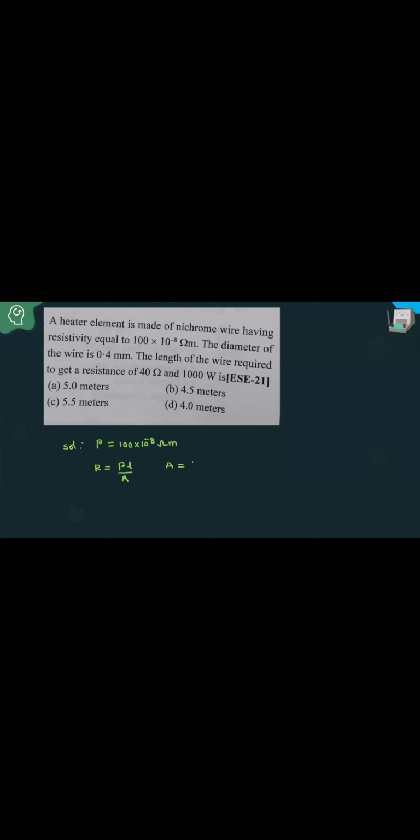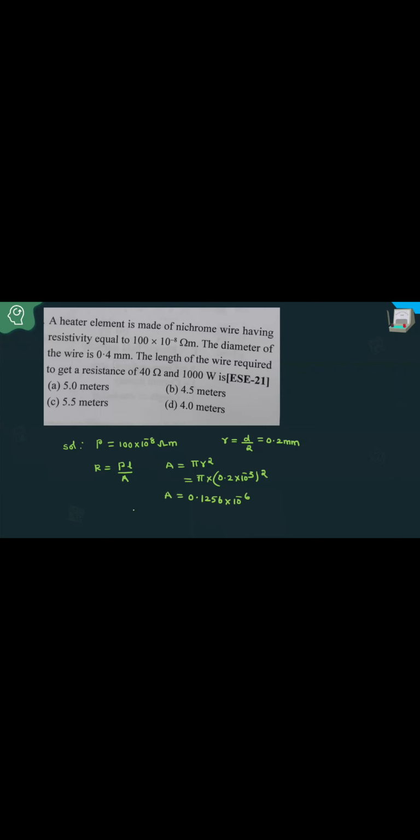First, you calculate A equal to pi R square, because the diameter is given. What is the radius? Radius equal to diameter by 2, that is 0.2 mm. You substitute pi into R square, with 0.2 into 10 power minus 3 whole square. Then what is the area you can get? You simplify this, approximately we can get 0.1256 into 10 power minus 6. Correct?